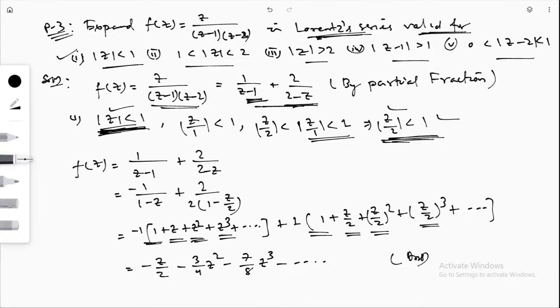Okay, so now comes the second one. For the second one, what is the region? The region says that 1 is less than mod z is less than 2. So what will be the region? First you should find the region. Then after finding the terms where the power series will occur, you will solve the problem comfortably.